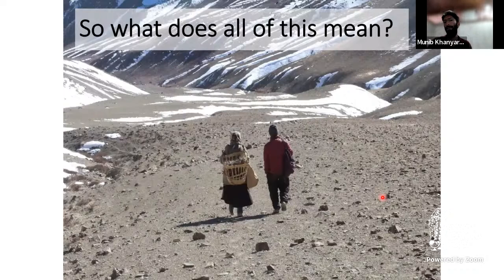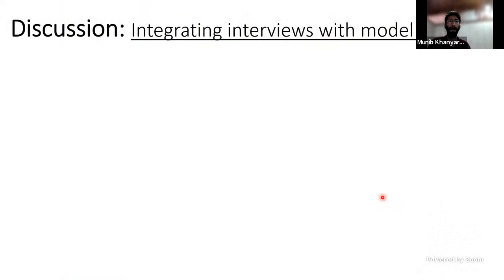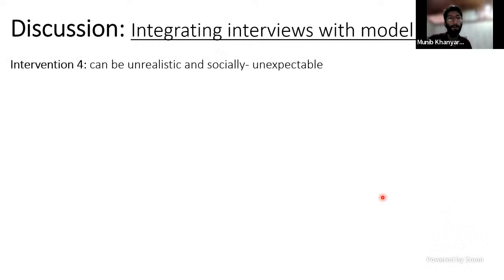So what does all of this really mean? I think it's important to contextualize whatever we've done, both from a social and an ecological point of view. One way to do it is by integrating a lot of the knowledge that the herders were giving us with our model outputs. After we did all this scenario analysis around the interventions, we went back and spoke to the herders, especially the 32 herders, to say, okay, this is what we found, and this is what it looks like.